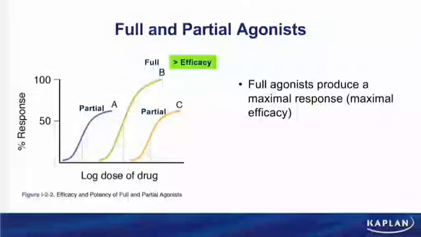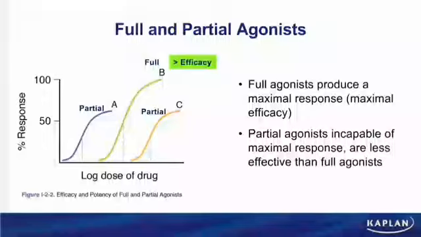If I told you that curve A and curve C also represent agonists, you would have to describe those as partial agonists. Partial meaning their maximum response is less than 100%. And we see that for both curve A and curve C. We're really just comparing efficacies here. So curve B has a greater efficacy compared to drug A and drug C.